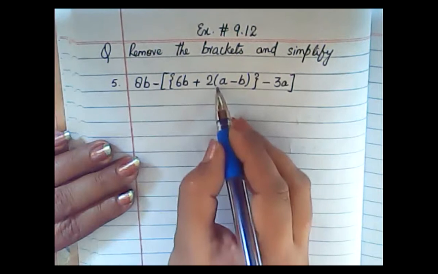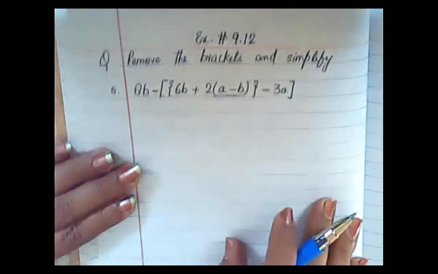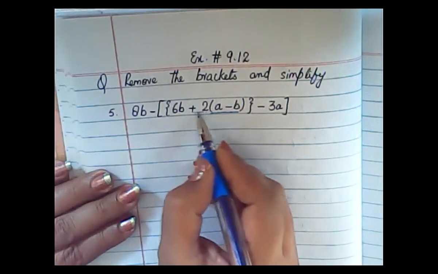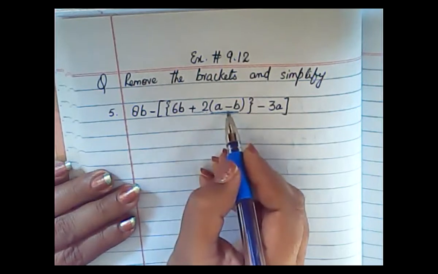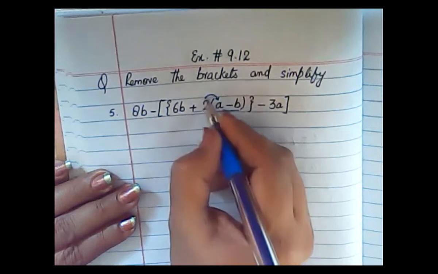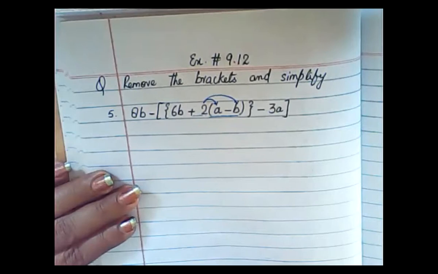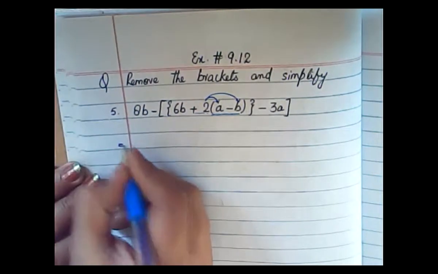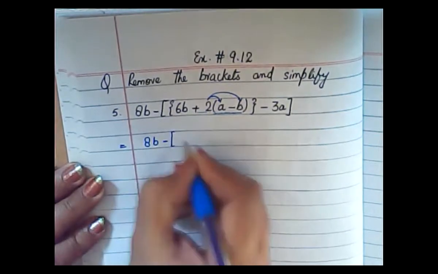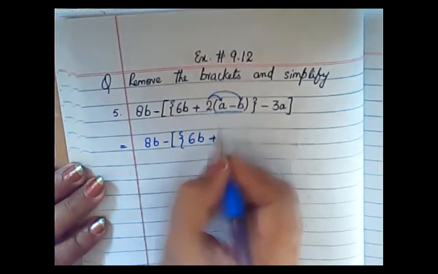So first we are going to solve this one. We are going to remove this round bracket first. Now how will you remove it? As you can see here, before this you have plus 2, so no need to change the sign of this one. But you are going to multiply this 2 with a, and also multiply this 2 with b as well. So how will you write it down? You will write it down here, 8b minus square bracket, curly bracket, 6b plus.